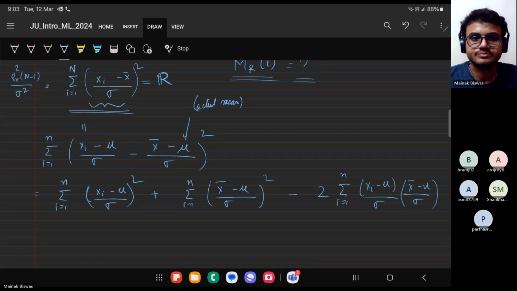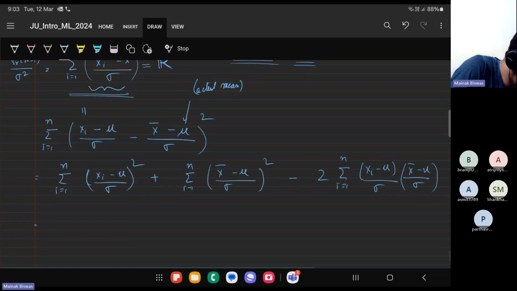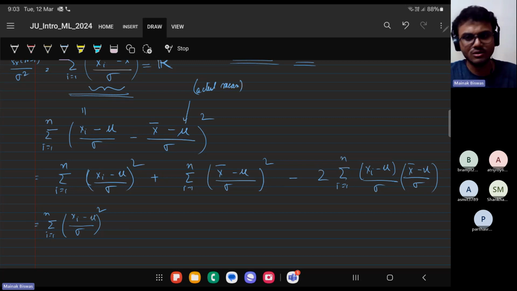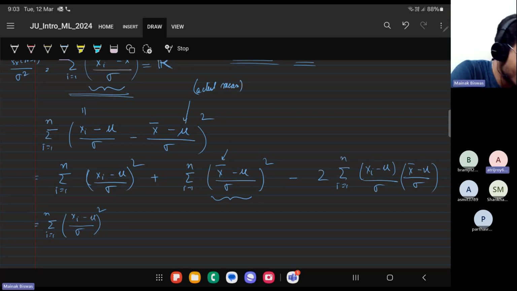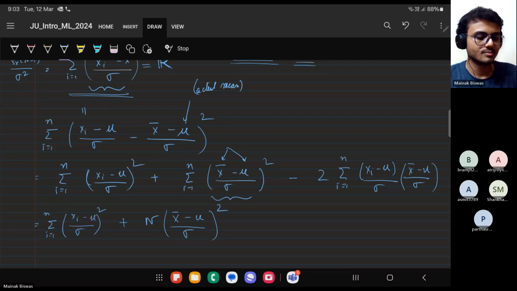So the first term stays as it is. Do you see that we are getting the term that we liked, (xi minus mu) by sigma? This is a normal distribution now, right? Now this term, x bar, is a constant. It's the sample mean and does not depend on i from 1 to n. None of these terms depend on i. So this is equal to n times (x bar minus mu) by sigma whole square, right?